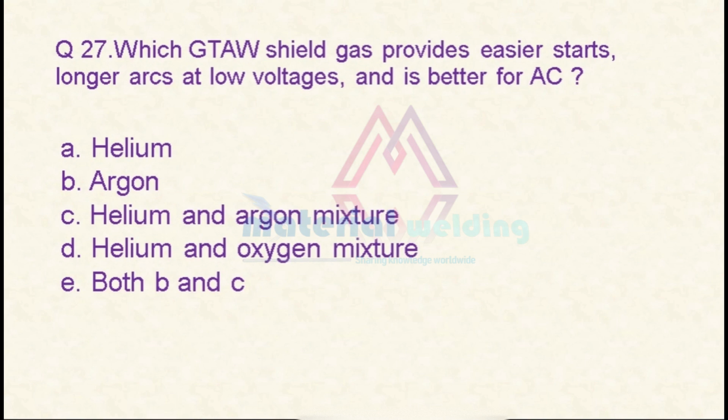Question 27. Which GTAW shield gas provides easier starts, longer arcs at low voltages, and is better for AC? A. Helium. B. Argon. C. Helium and argon mixture. D. Helium and oxygen mixture. E. Both B and C.